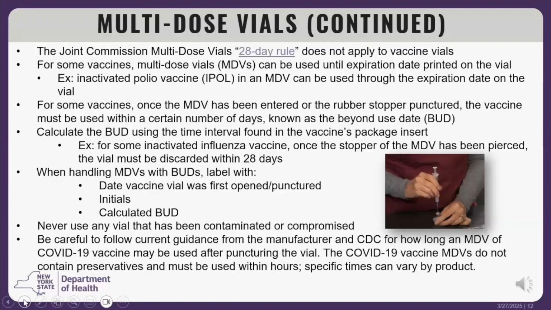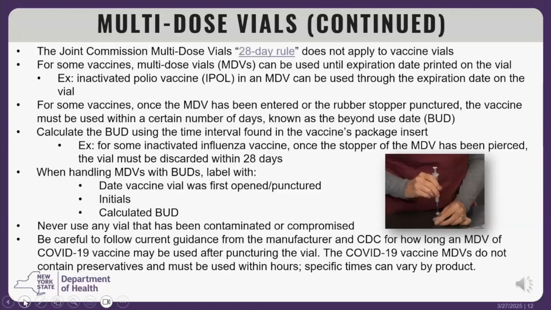For some vaccines, multi-dose vials can be used until the expiration date printed on the vial. For example, inactivated polio vaccine, or IPOL, in a multi-dose vial can be used through the printed expiration date on the vial. On the other hand, for some vaccines, once the multi-dose vial has been entered or the rubber stopper has been punctured, the vaccine must be used within a certain number of days, known as the beyond use date or BUD. The beyond use date is the date or time after which a vaccine should not be used.